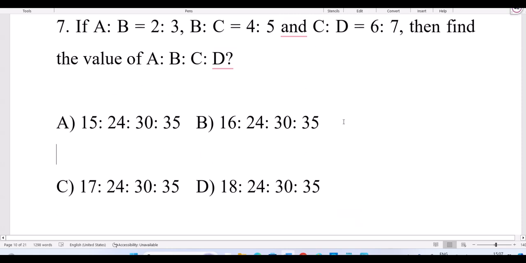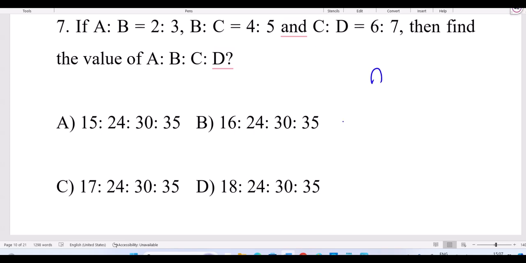Now I don't apply my traditional method. Method 1 I am not applying. Method 2 also I don't apply. I'll apply a simple trick like eliminating the options. Now if I see all options, B, C, D values are same. 24, 30, 35, 24, 30, 35. Last three values are same. I'll check only the first two.